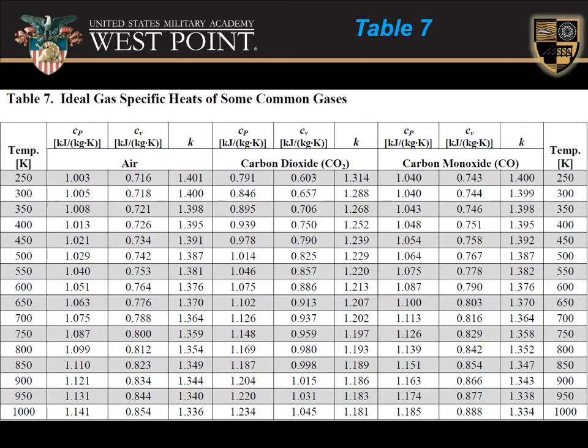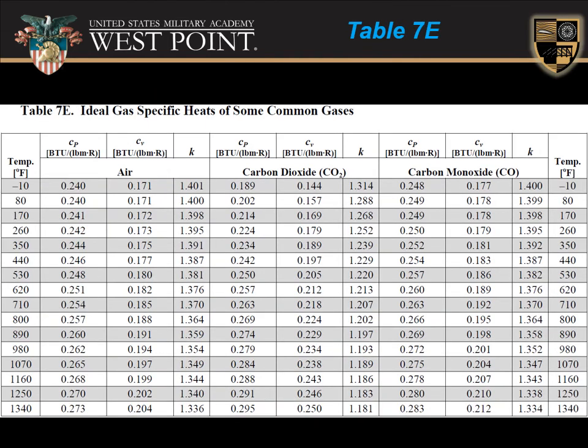To find the specific heats at constant pressure or constant volume, we can use table 7, where it has the ideal gas specific heats of some common gases. It's important to ensure that you're looking at the right temperature and at the right gas, in this case, air. So at 300 Kelvin, we can find the CP and the CV in kilojoules per kilogram Kelvin. We can find the ratio of specific heats at 1.4.